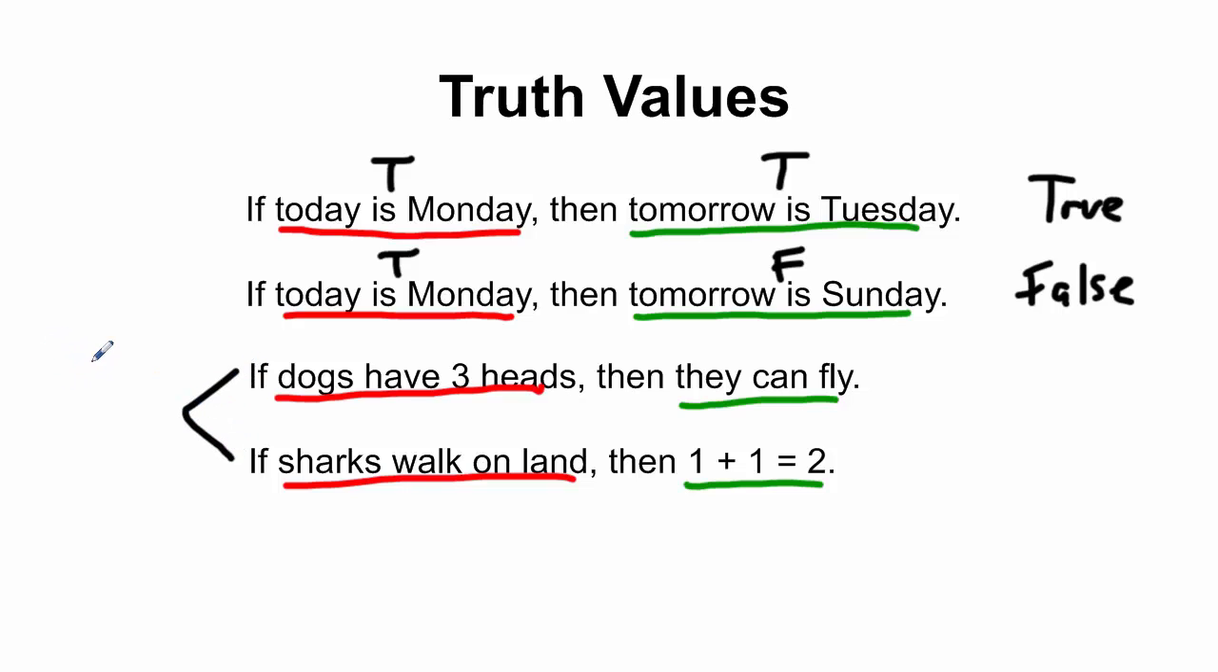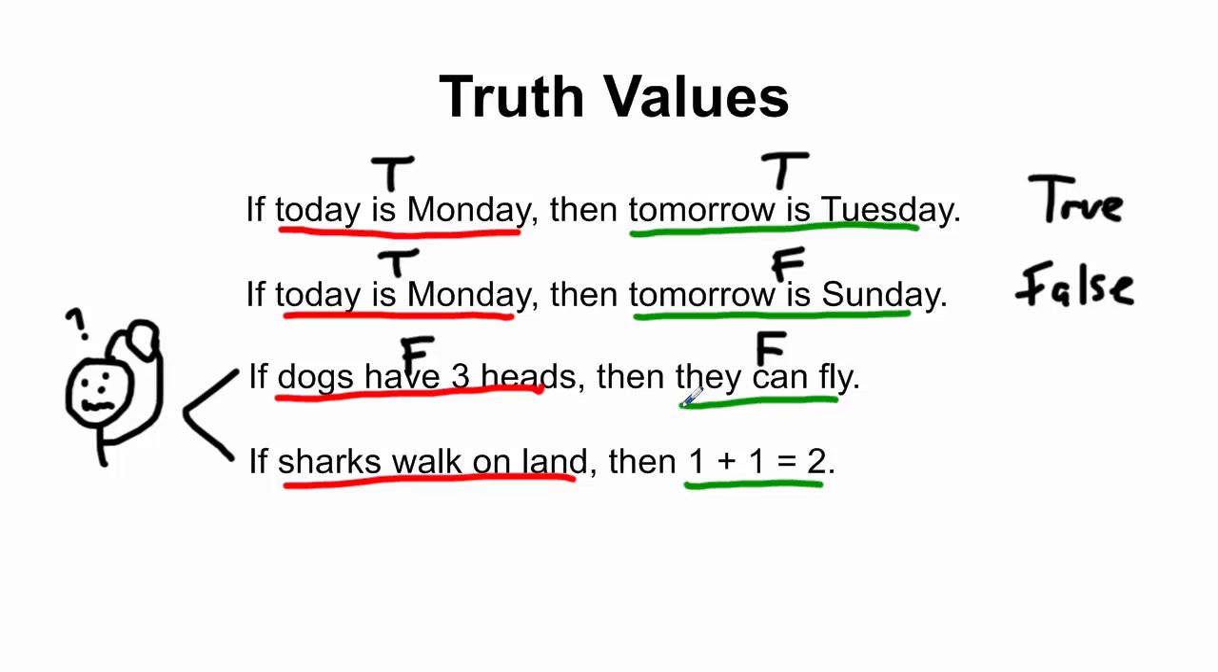Now for these two, this is maybe where things look a little bit more confusing, where you're going to get a little question. But just bear with me. So here, if dogs have 3 heads, then they can fly. Dogs do not have 3 heads, right? So I cannot consider this case when it is true. In these previous cases, we can consider when it's Monday. Here, we cannot consider this. So this hypothesis is false. I cannot consider a situation when dogs have 3 heads. That's just simply false. And if I look here, then they can fly. The dogs can fly. That's also false.